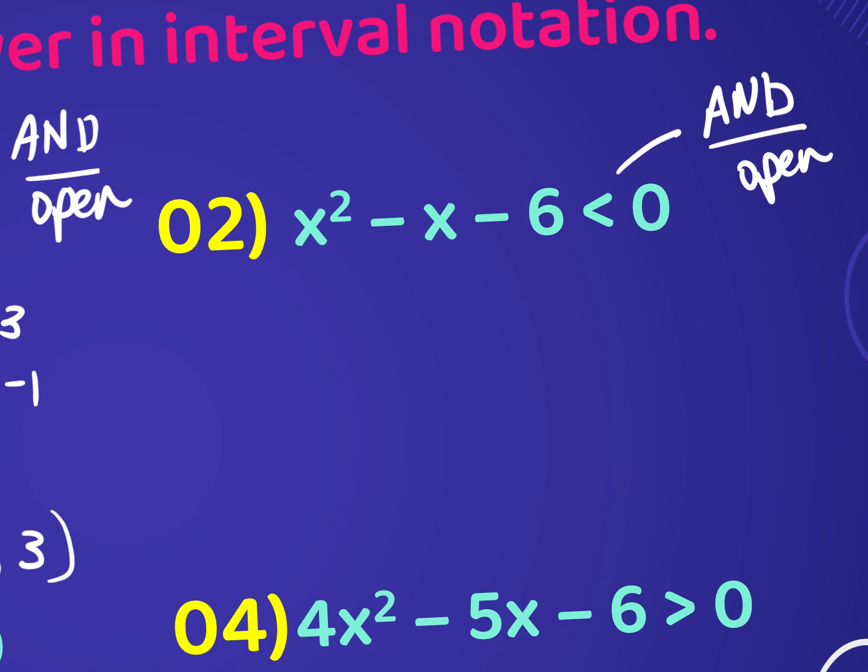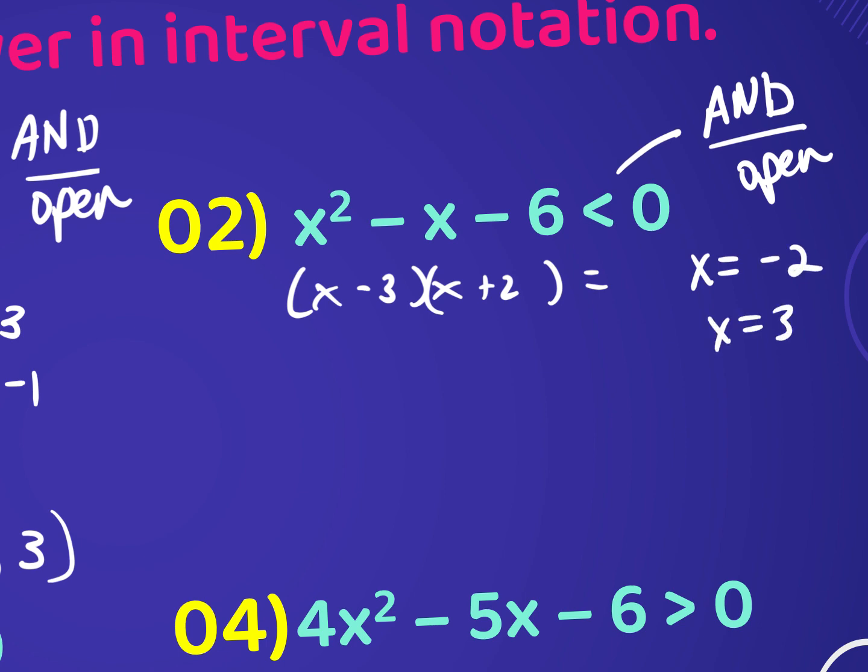Perfect. Okay. So let's factor. Hopefully it does. They don't always. What are the factors of -6 that are going to multiply to give me -6 but add to give me -1? -3, positive 2. Perfect. So what are my two x values? -2 and positive 3. You guys agree? Okay, so let's put it on our number line.